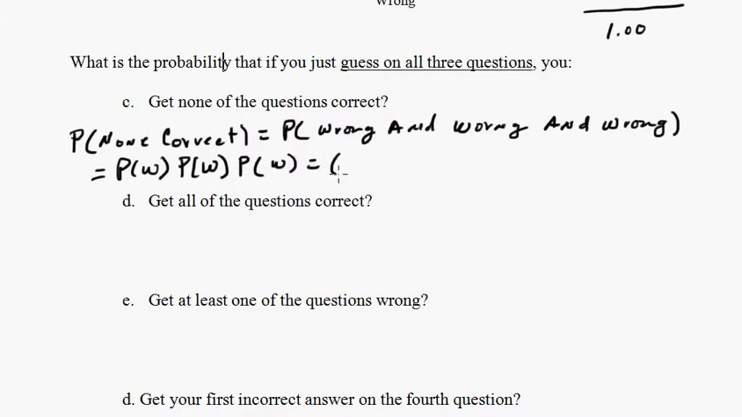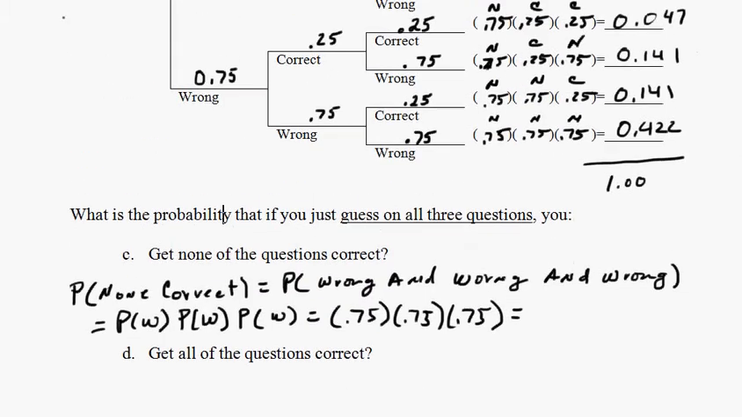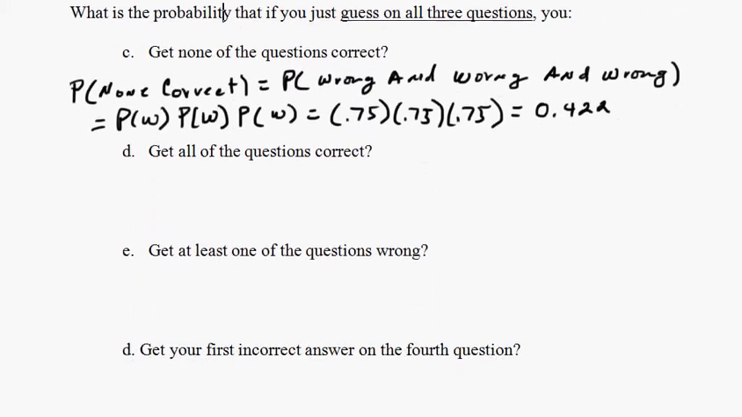So that's going to be 0.75 times 0.75 times 0.75, and we already have computed that, right? It's this branch right here, so it would be 0.422. Okay, now let's look at the next one.